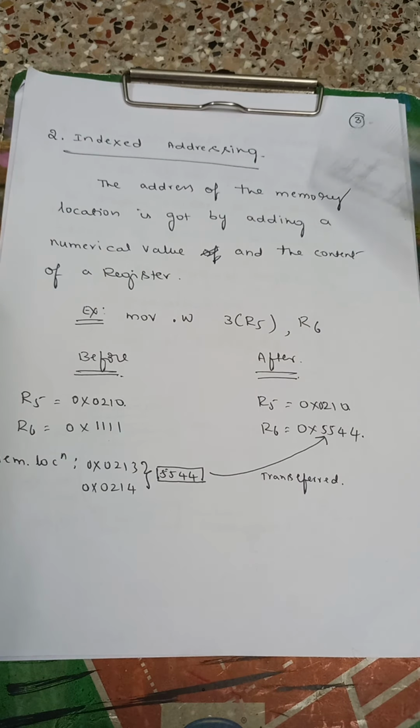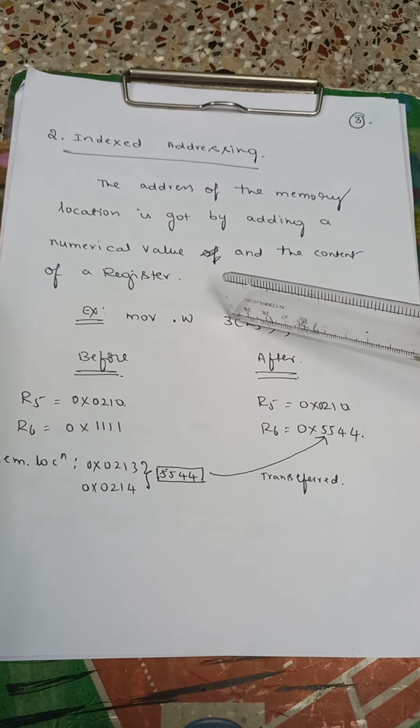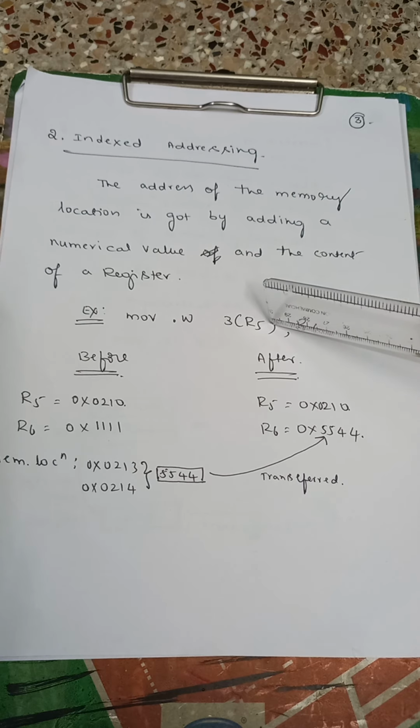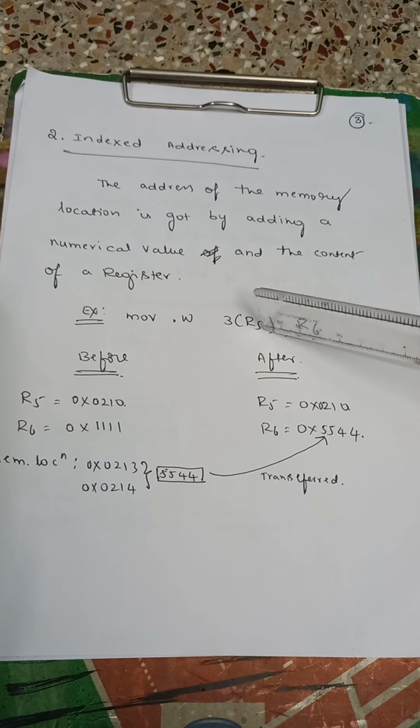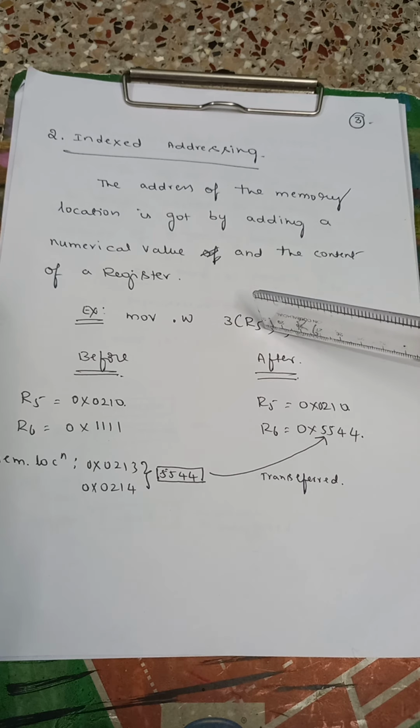Coming to the index addressing mode. Here, the address of the memory location is got by adding a numerical value to the content of a register. So, memory location is involved here, which is approached by content of a register plus a displacement value.